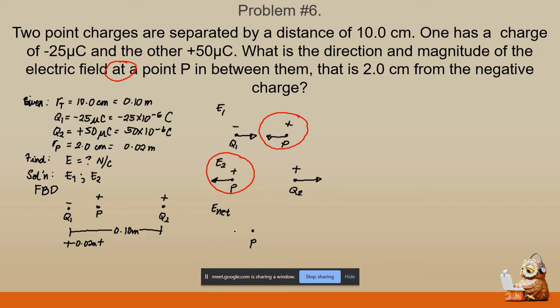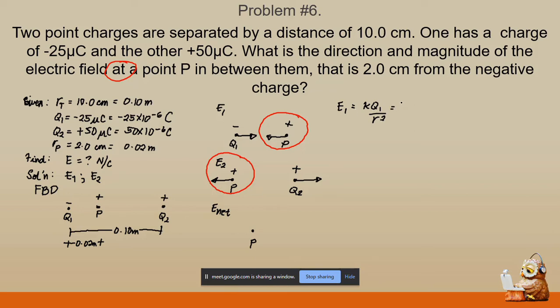For E sub 1 and E sub 2, we do not yet know their magnitudes, and the length of our arrows depends on them. So having said that, let's first solve the values of E sub 1 and E sub 2. For E sub 1, what formula will we be using? That is K times Q sub 1, let's be consistent with the subscript used, over r squared.